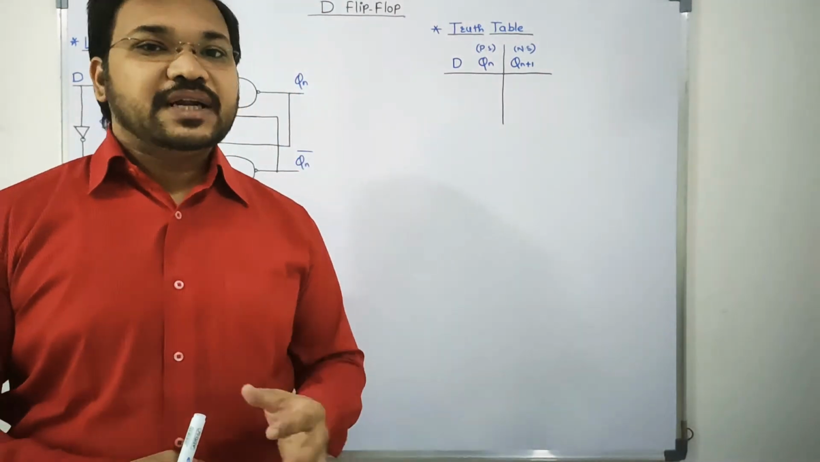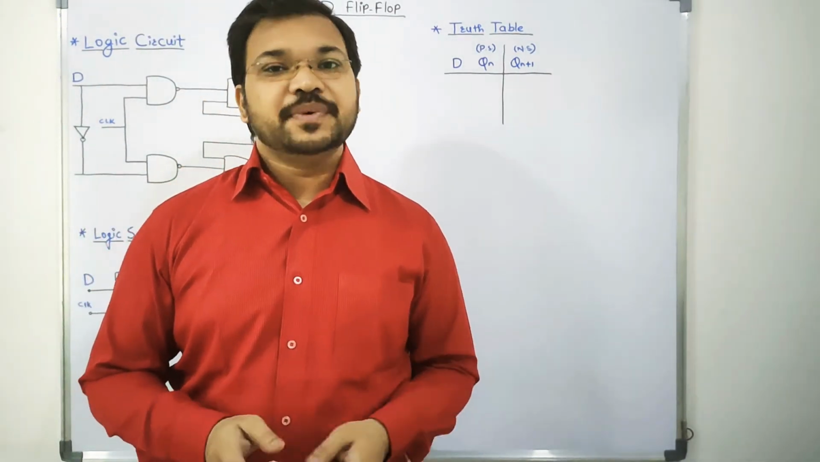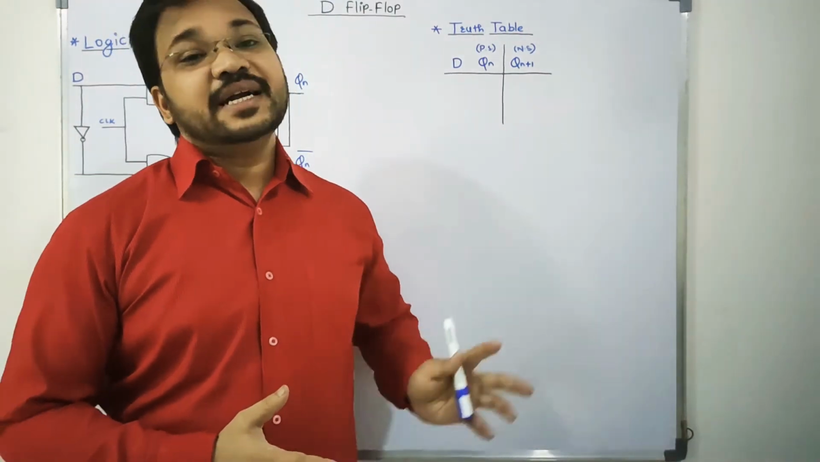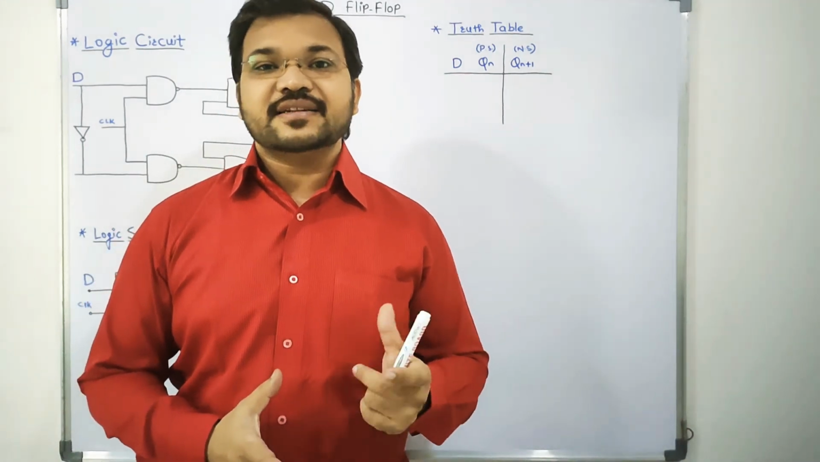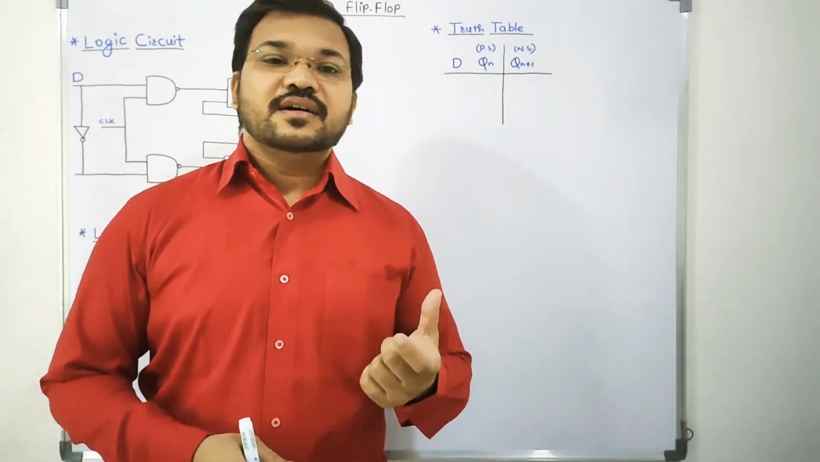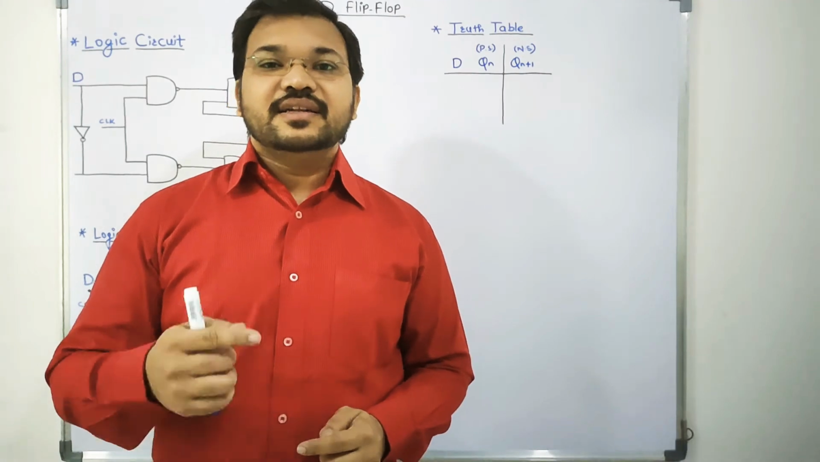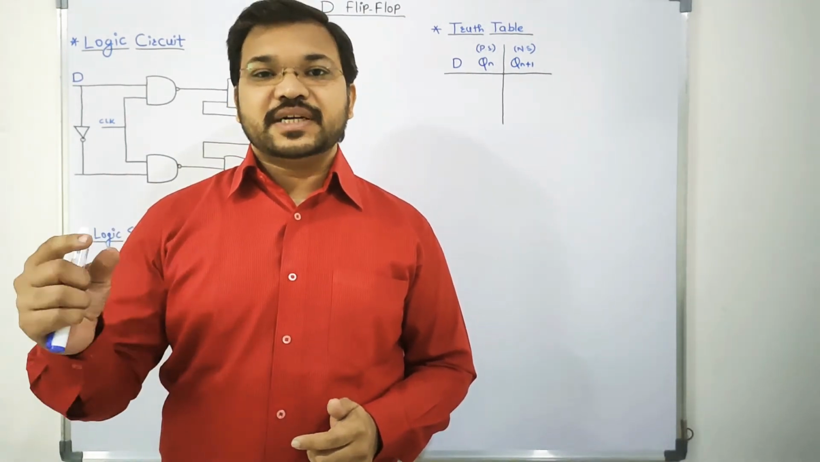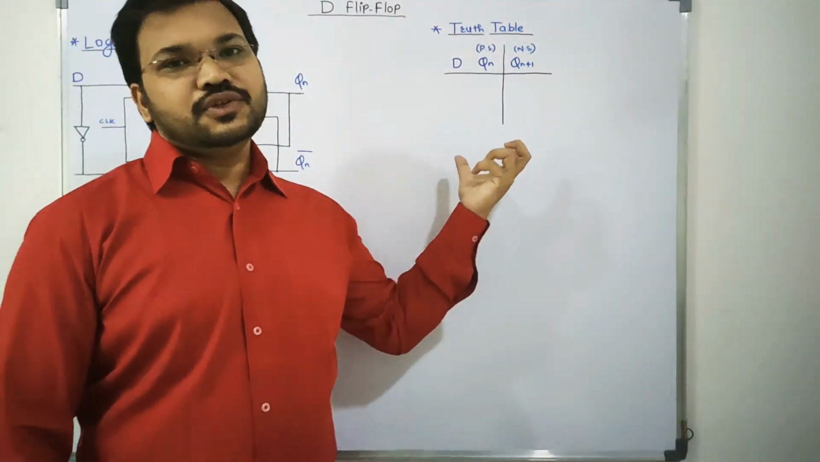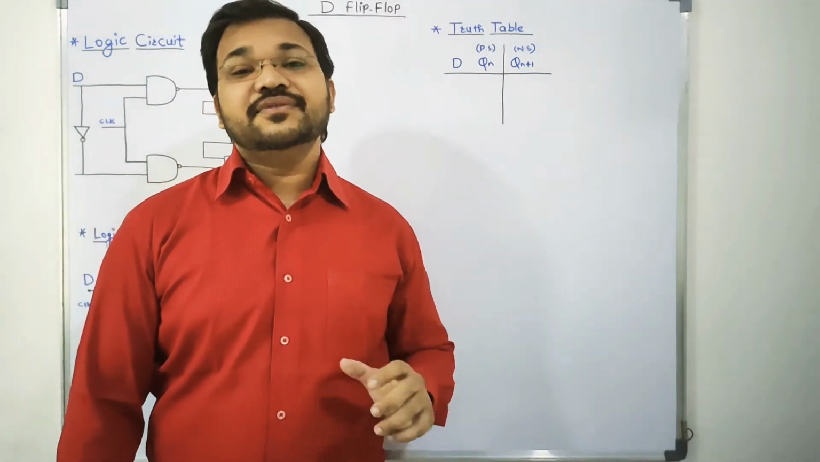So that 1 1 is not in use, practically it is not possible also. That's why it is the indeterminate condition. When we use the SR flip-flop's logic circuit, this 1 1 condition is not in use, so in a continuous cycle this particular 1 1 cycle is wasted. To overcome this condition we have the D flip-flop.